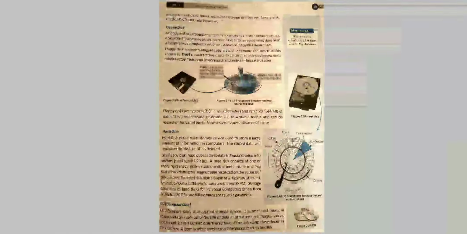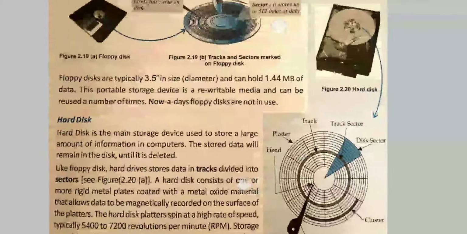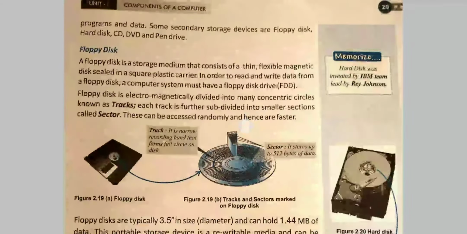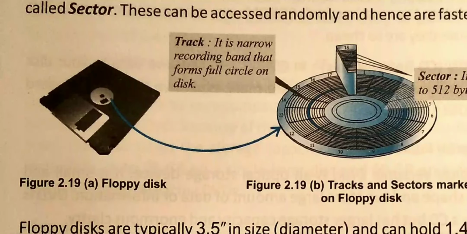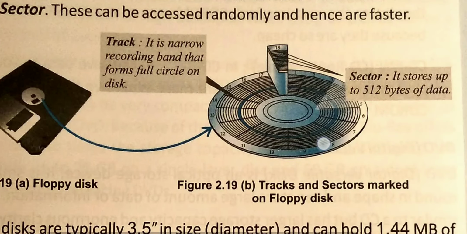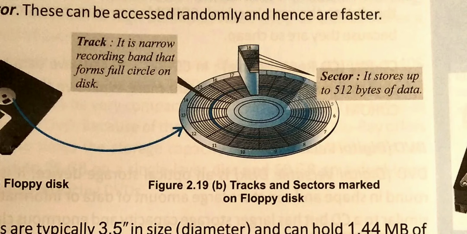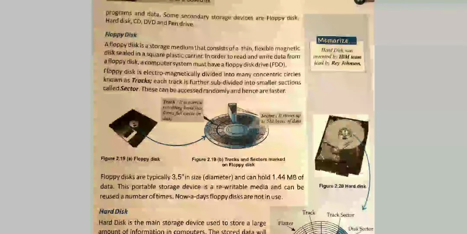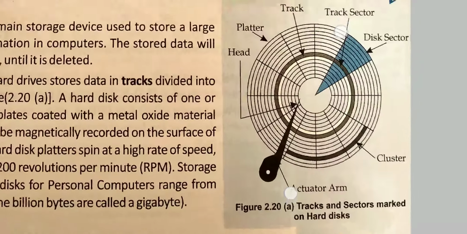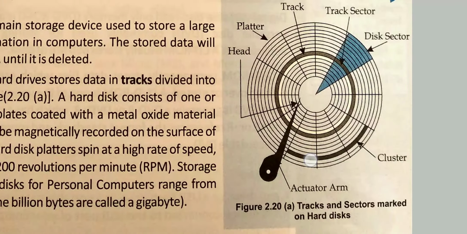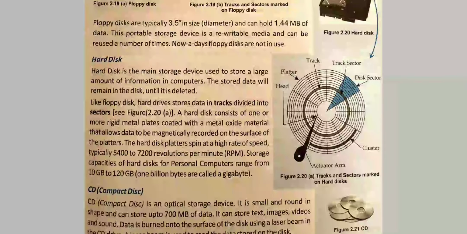So, the types of memories, see the devices. This is a floppy disk. It stored some MBs, see, 512 bytes of data, that is half a KB. Okay, next one is hard disk. We know this is the structure of an internal hard disk, how it works. Hard disk is the main storage device used to store a lot of large data.